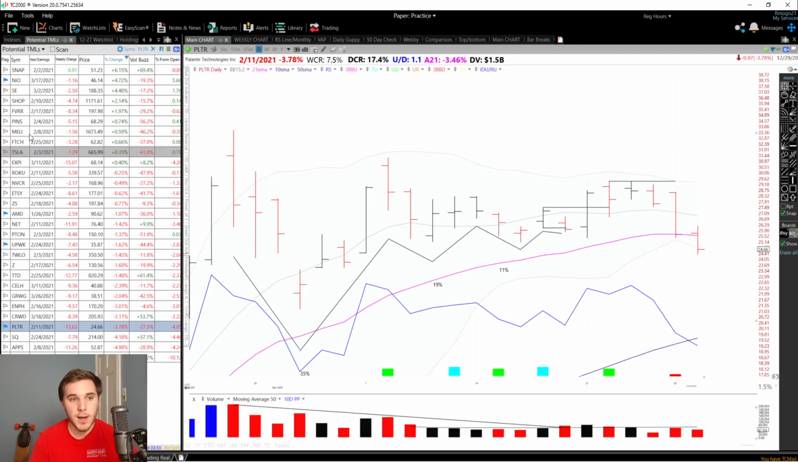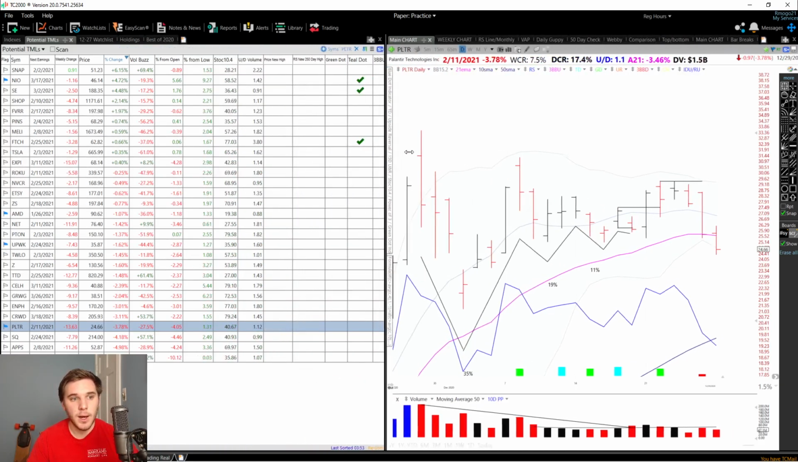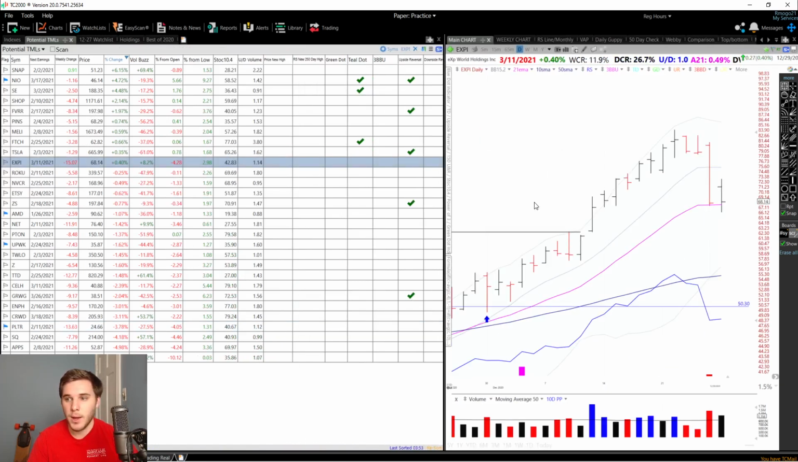A lot of the growth stocks, the leaders right here, had 3-bar breaks last trading day. So if we go through XP, I sold my position because of that 3-bar break and high volume. So there's just one more thing to look out for.